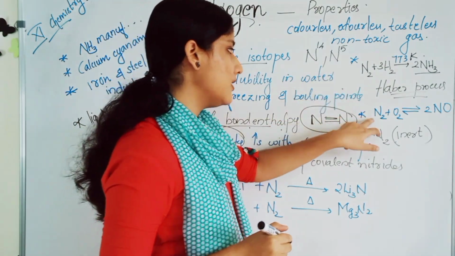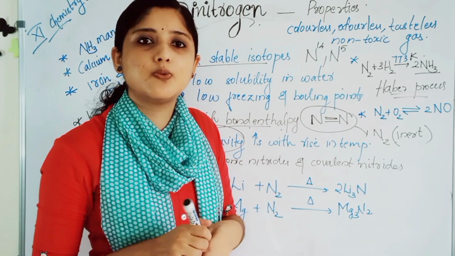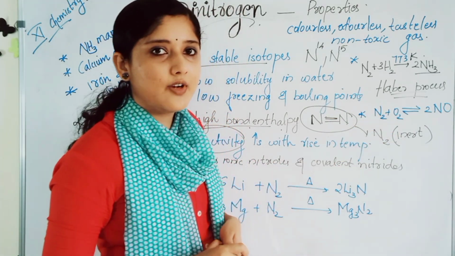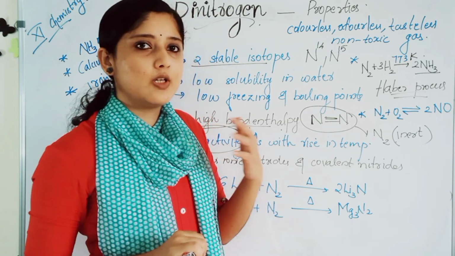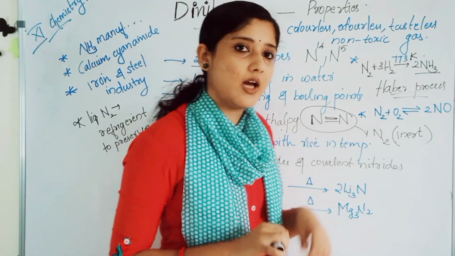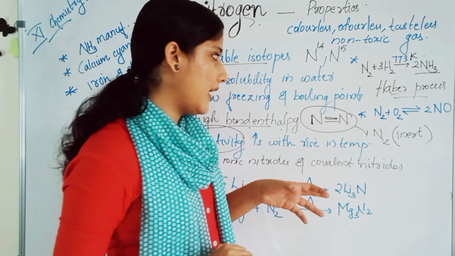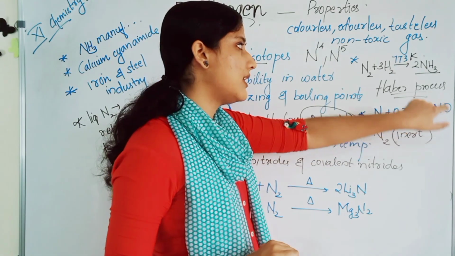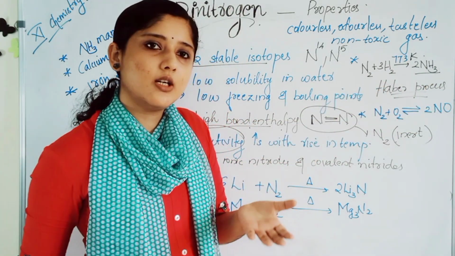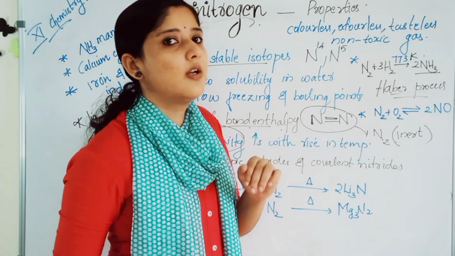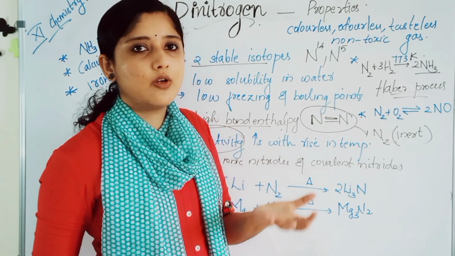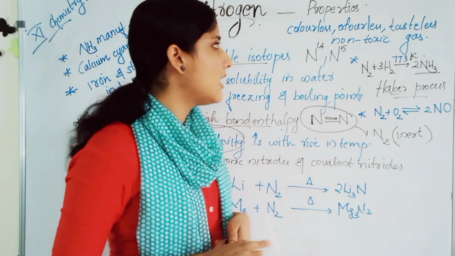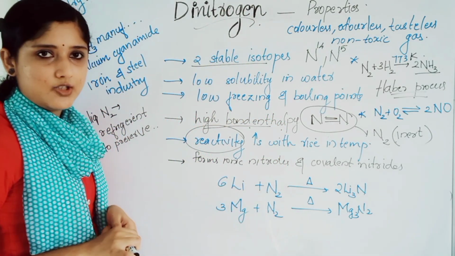Next property: dinitrogen reacts with dioxygen. N2 plus O2 will give you nitric oxide. At a higher temperature, dinitrogen reacts with dioxygen to form nitric oxide, and similarly the Haber process is the manufacture of ammonia. These are the two important preparation methods of nitric oxide and ammonia. These are the properties of dinitrogen.